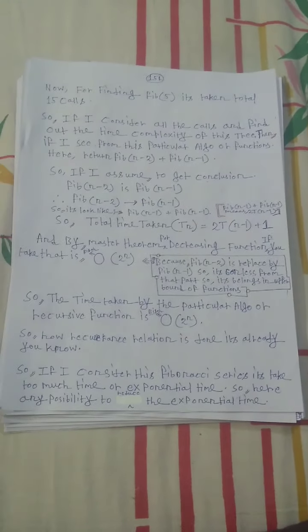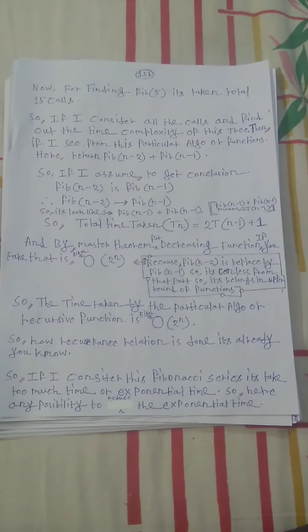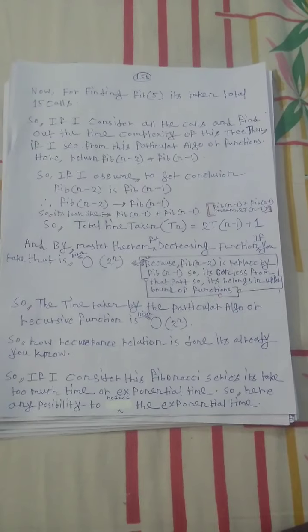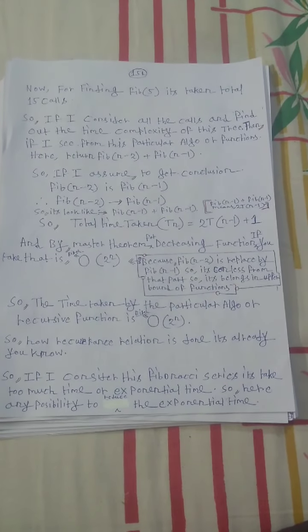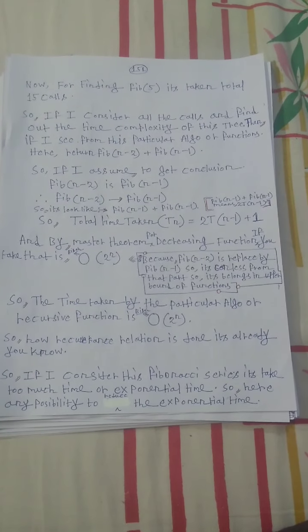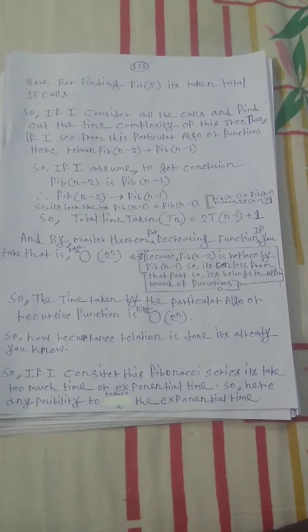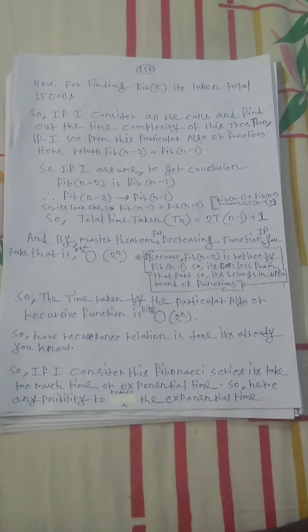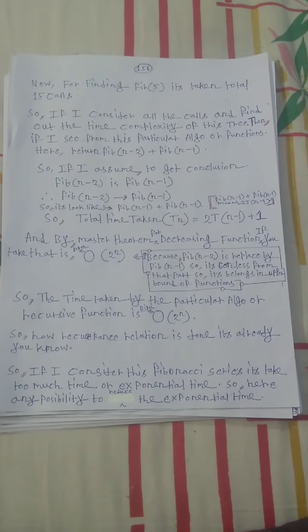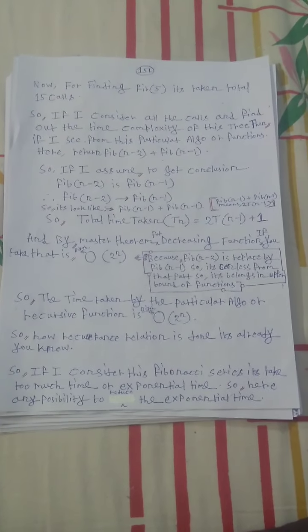And by the master theorem for decreasing functions, this gives 2 to the power n. Because fib n minus 2 is replaced by fib n minus 1, it is a bit less than that, so it belongs to the upper bound of the function. So the time taken by this recursive function is big O of 2 to the power n. How the recurrence relation is formed, you already know.